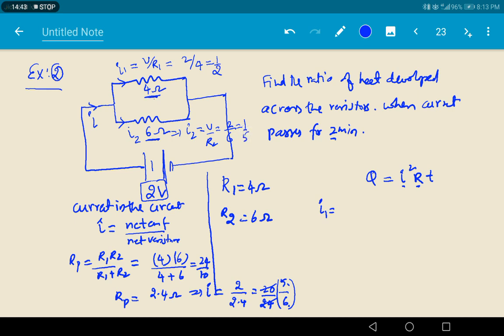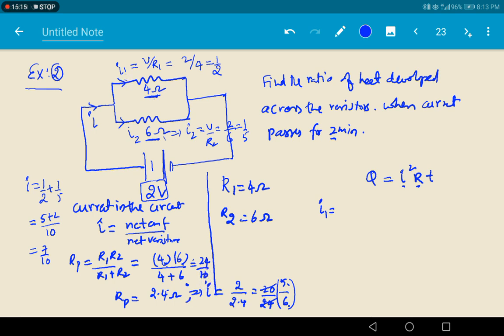You are going to get this answer now. Let us check it. I is equals to 1 by 2 plus 1 by 5, that is 5 plus 2 by 10, 7 by 10. You are getting the answer in this case. Okay, so R1 R2 by R1 plus R2, so 24 by 10, 2.4.